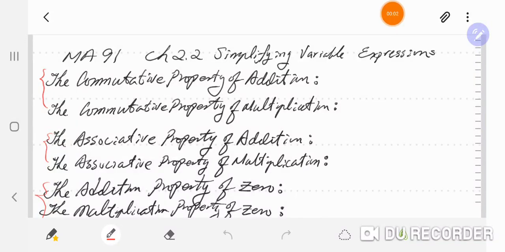Okay, chapter 2.2, simplifying variable expressions. In this section we will learn the properties for addition and multiplication, but these are very basic.